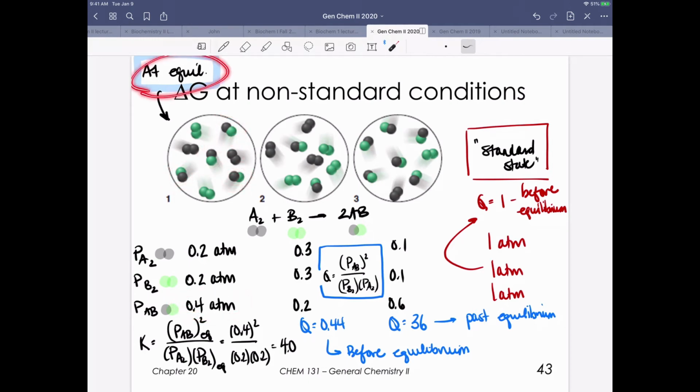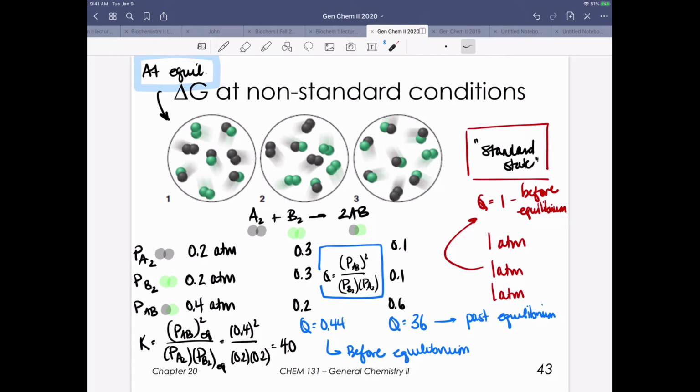This is the one that they tell us is at equilibrium. So if I write an equilibrium expression, it's going to be the partial pressure of AB squared divided by the partial pressure of A2 times the partial pressure of B2. So I'm just putting these values into my equilibrium expression and solving for K. And for this particular problem, K is equal to 4.0.